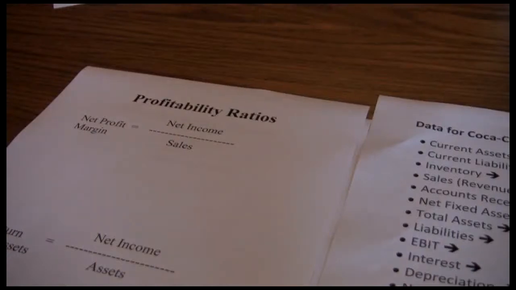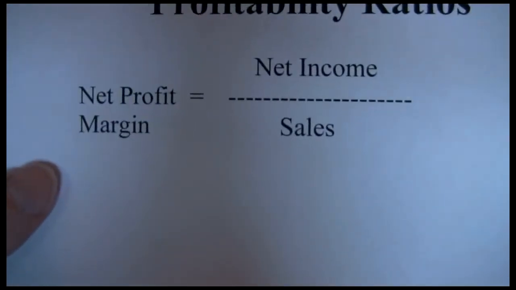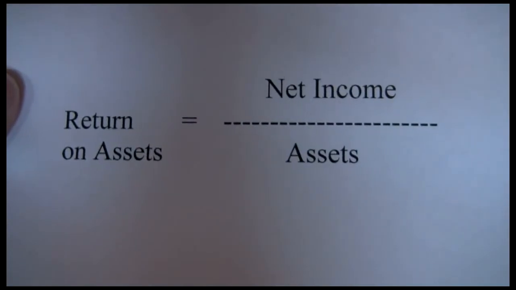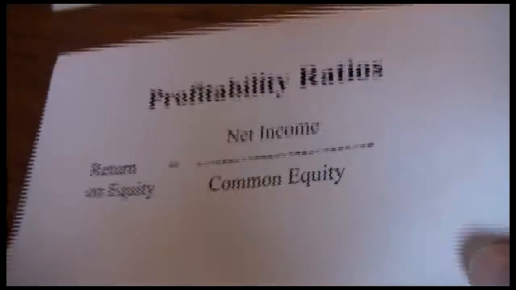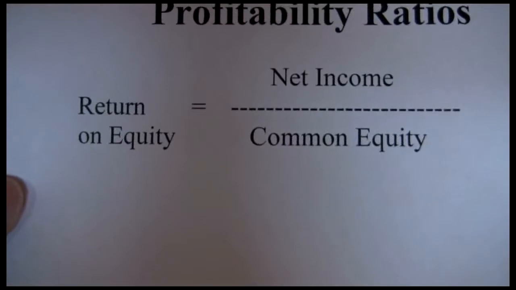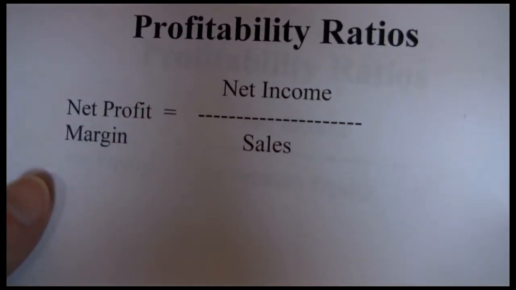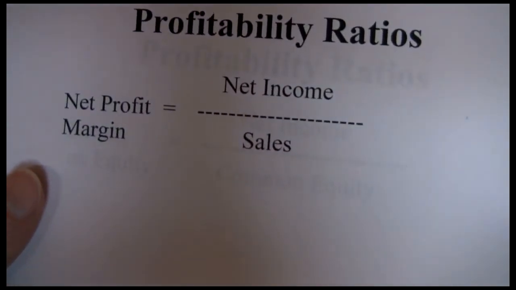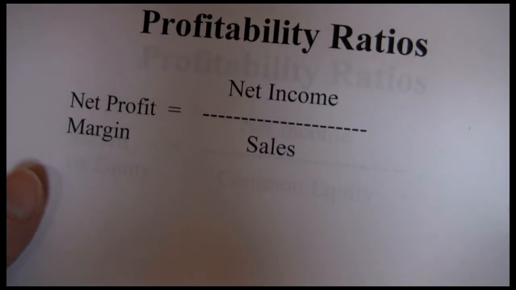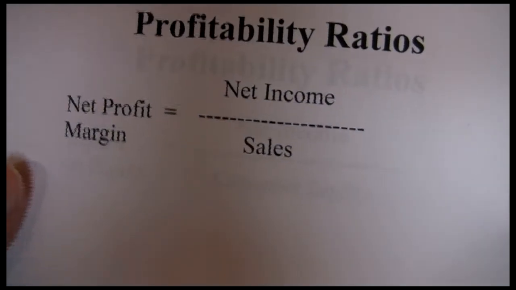Next up, we want to look at our profitability ratios. There are three profitability ratios we're going to look at: net profit margin, return on assets, and return on equity. Let's start with the net profit margin. Net profit margin is just our net income divided by sales. It looks at how much of each sales dollar makes it to the bottom line as far as income.